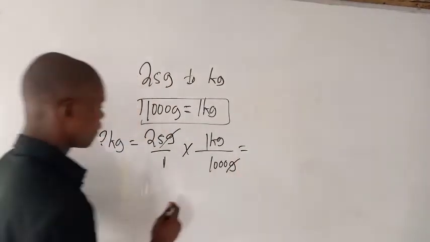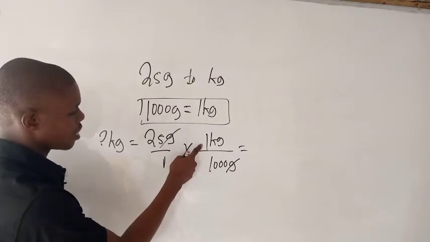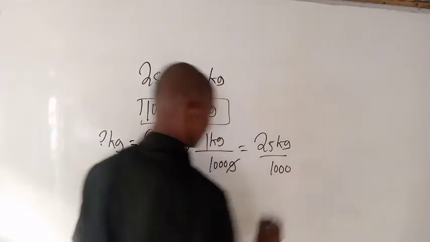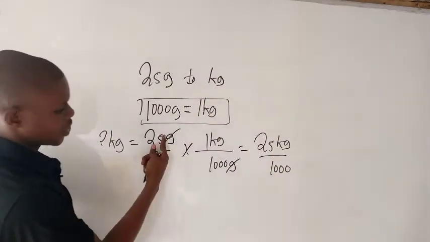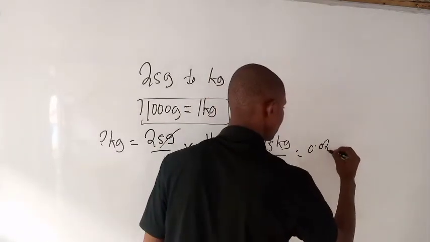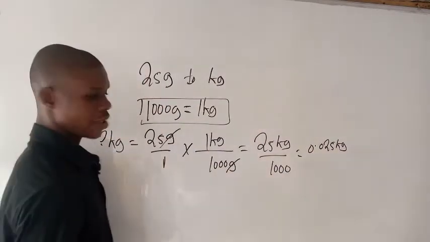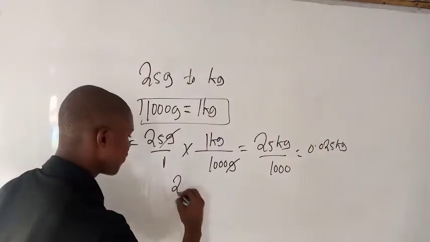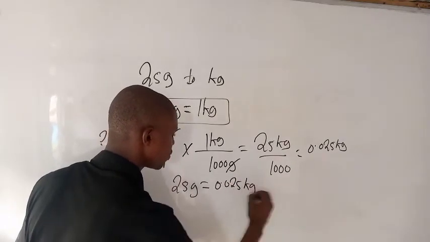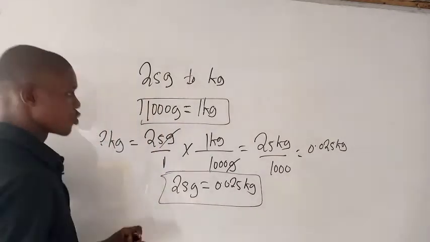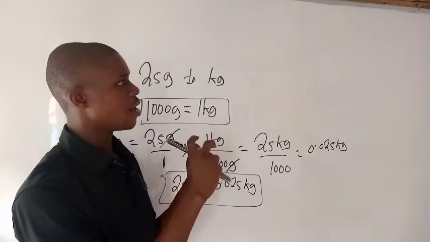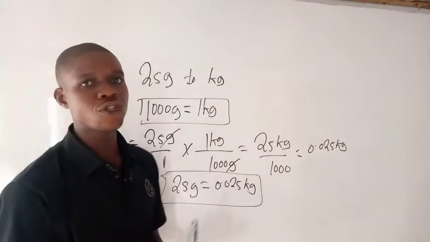So what will be my answer? 25 times 1 kilogram is 25 kilogram, all over 1000, because gram has already cancelled out gram. 25 divided by 1000 gives 0.025 kilogram. So it means that 25 gram is equal to 0.025 kilogram. With these simple steps, you can convert anything.